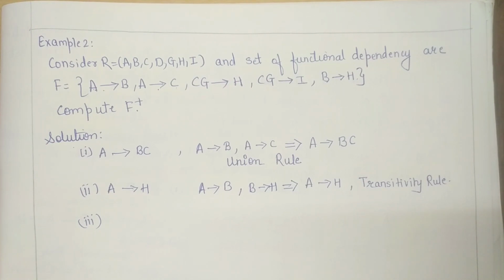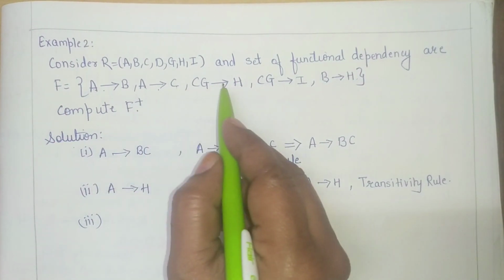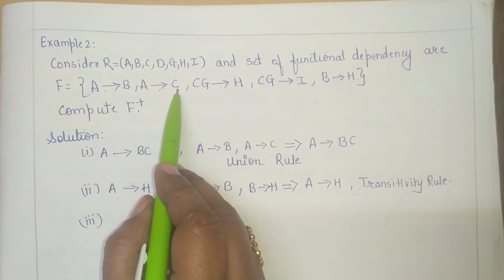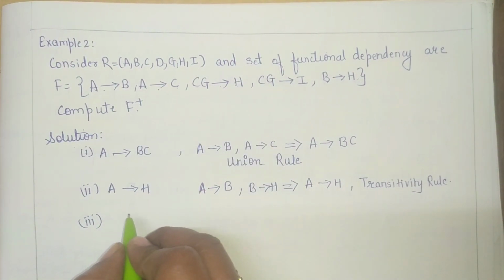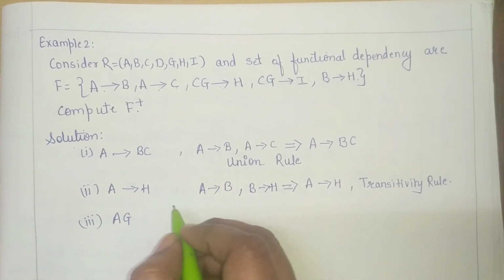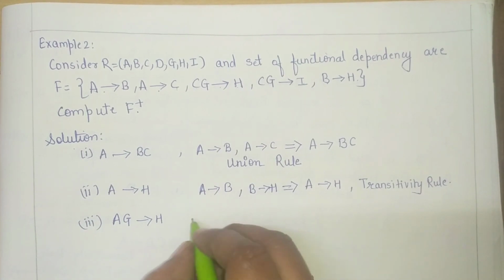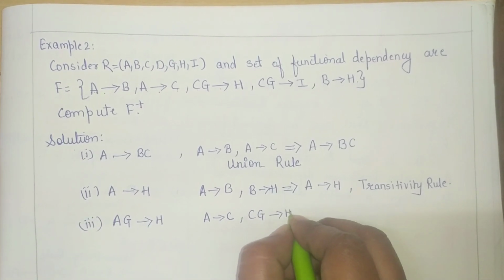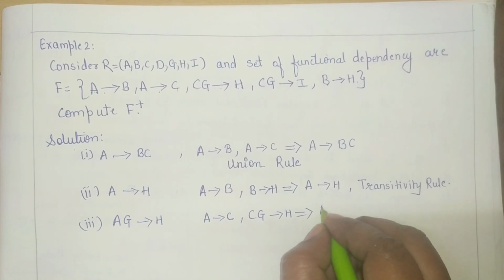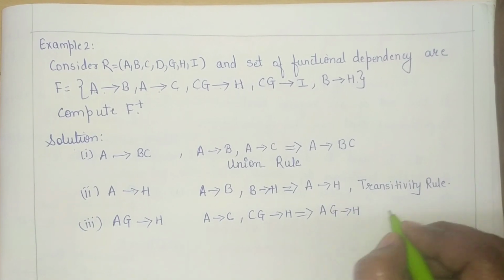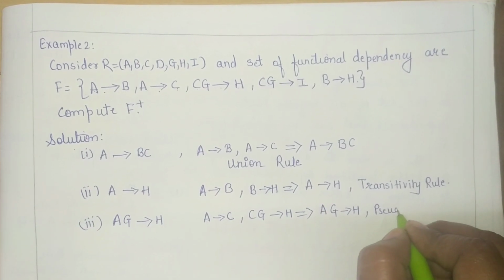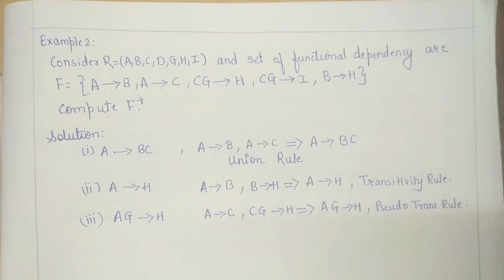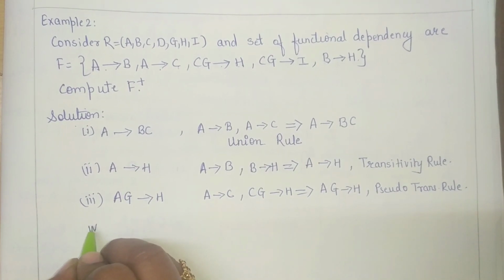Next let's see if we have any other hidden functional dependency. We are having A determines C and CG determines H. Then we are going to write AG determines H. That means if A determines C and CG determines H, then we have AG determines H with the help of the pseudo-transitivity rule.